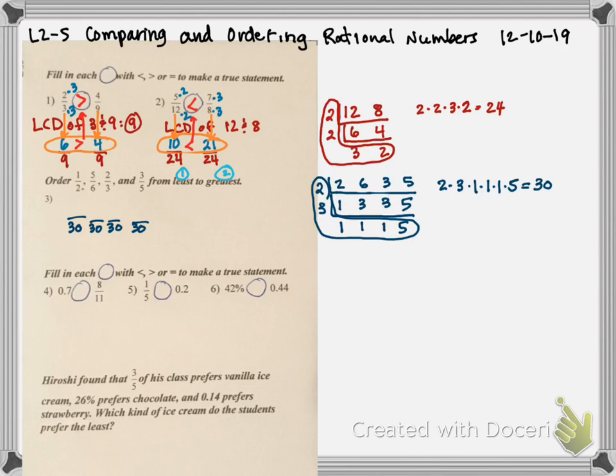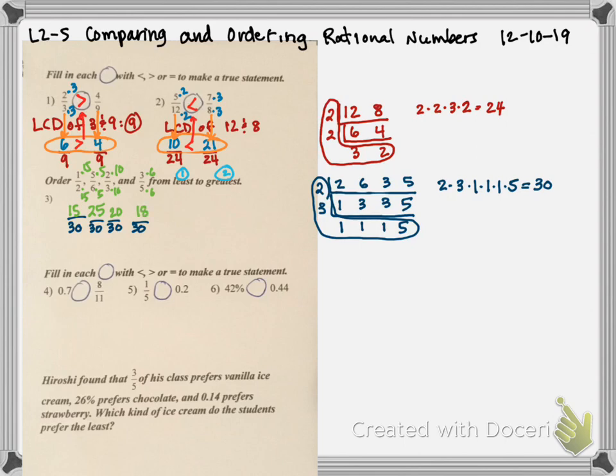So 2 times 15 is 30, and 1 times 15 is 15. 6 times 5 is 30, and 5 times 5 is 25. 3 times 10 is 30, and 2 times 10 is 20. 3 times 6 is 30, or rather 5 times 6 is 30, and 3 times 6 is 18.